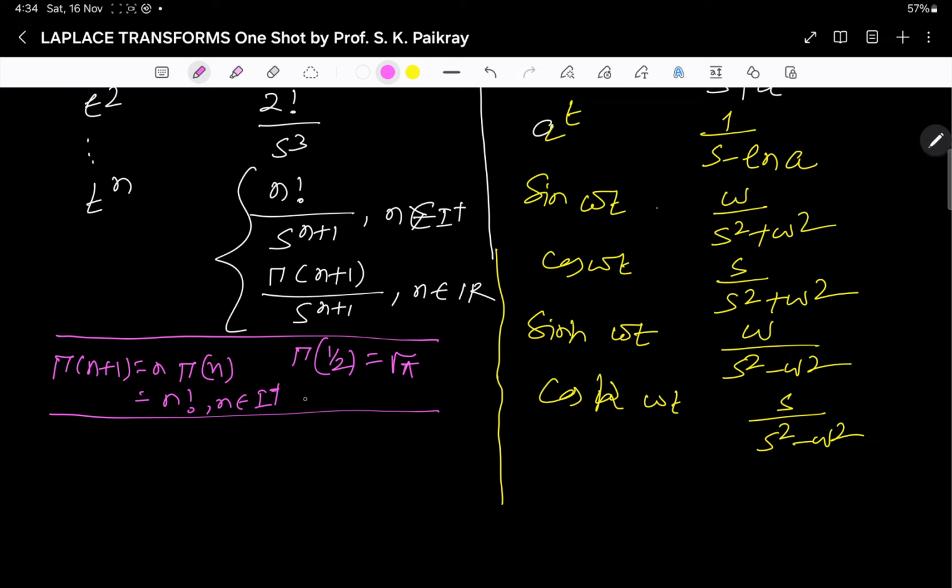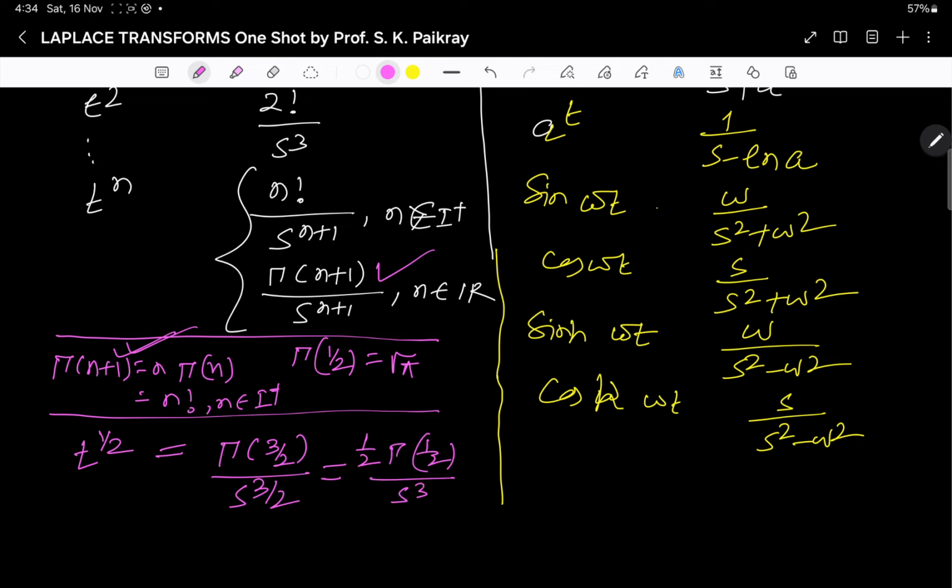Coming to it, if I ask you what is the Laplace transformation of t to the power half, it is gamma 3 by 2 by s to the power 3 by 2. You see this formula, so that will be gamma 3 by 2, which is half gamma half divided by s to the power 3 by 2. Half gamma half is root pi, so this is root pi divided by 2 s to the power 3 by 2.